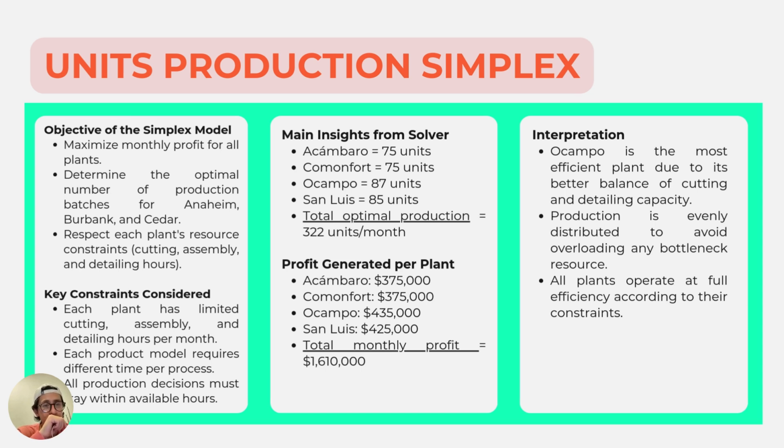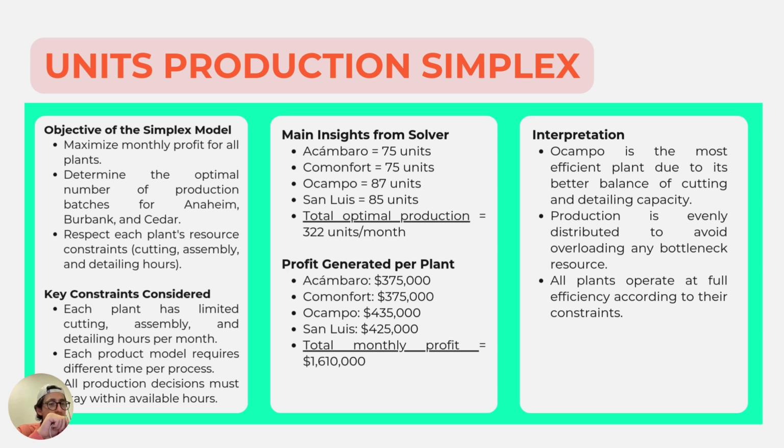How we validated the solution. Each plant exactly used but did not exceed its available capacities. For example, Acambaro used exactly 100 cutting hours, 150 assembly, and 200 detailing, and Comonfort similarly met its limits, and Ocampo and San Luis also hit their exact capacities.